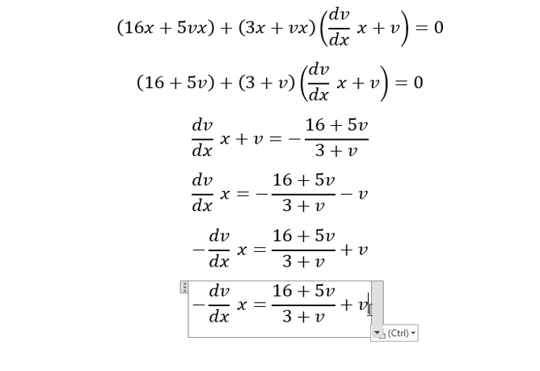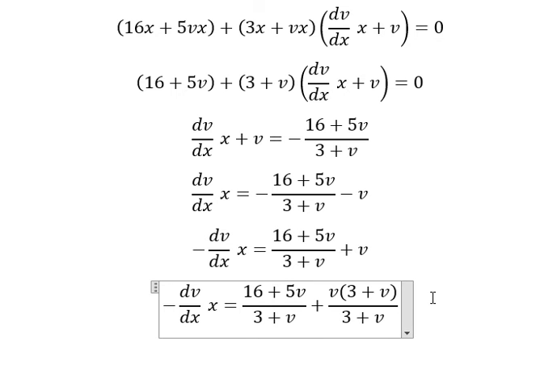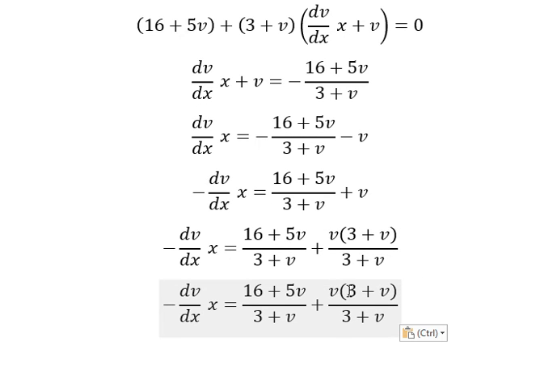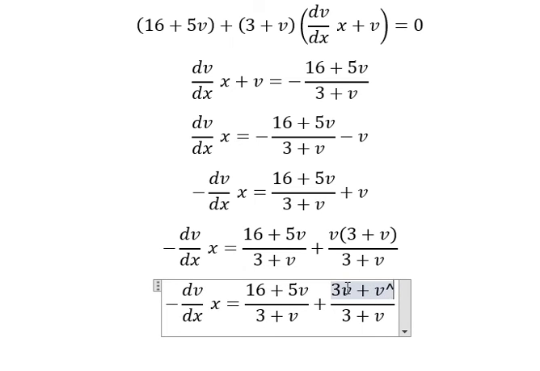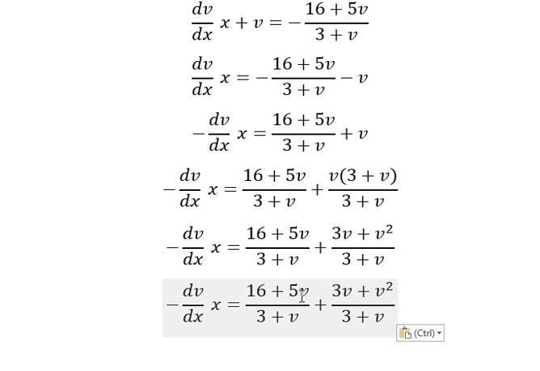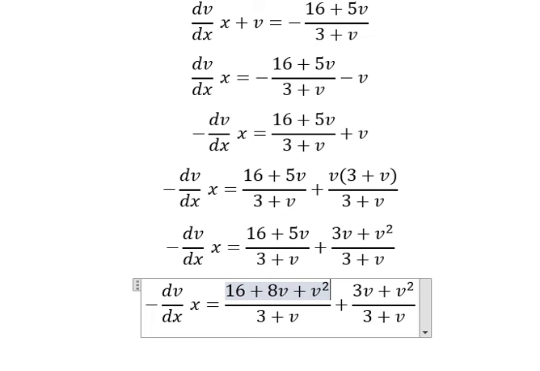Next, we do common denominator. V multiplied by number 3 and v in here. So number 5 plus number 3, we have number 8. And we put v square in here.